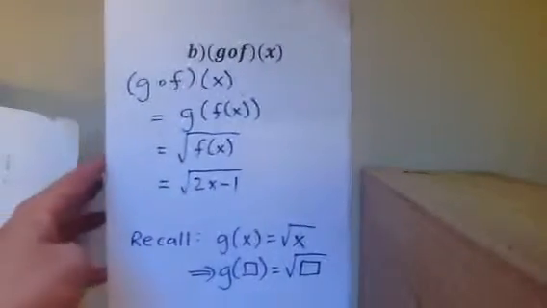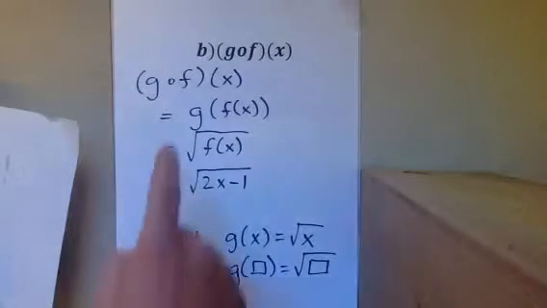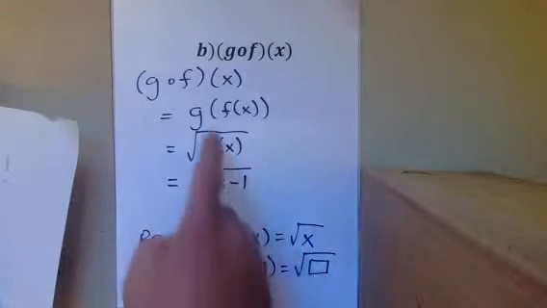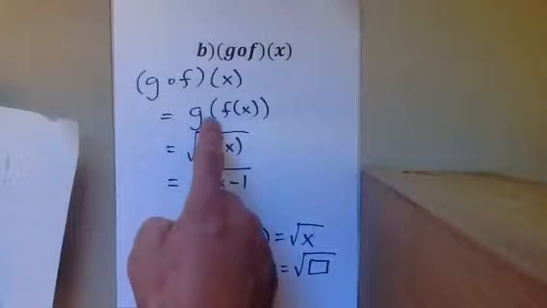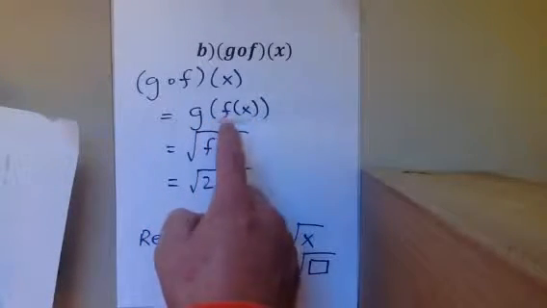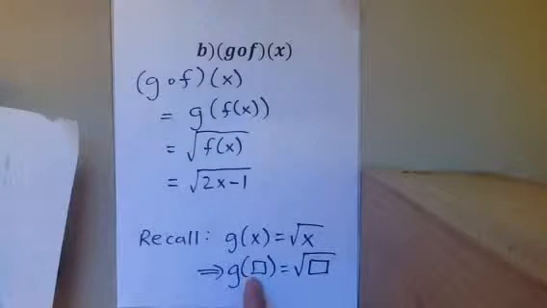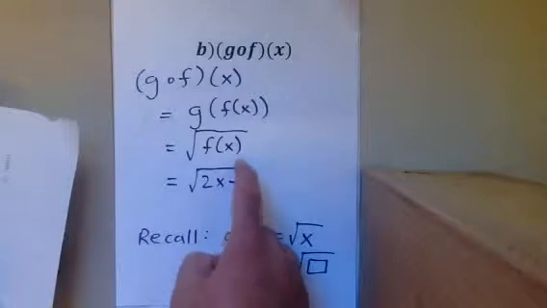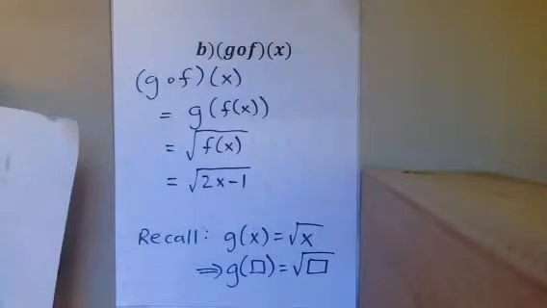Okay, let's try g of f of x. In order to do g of f of x, we should recall that g at x equals root x simply means that g at block equals root block. So if we say g of f of x, we're saying that the input for g is f of x. So we're really saying input f of x for that block. So instead of saying root block, we say root f of x. And what is f of x? Well, on the other page we knew that f of x was 2x minus 1. So g of f of x is the square root of 2x minus 1.